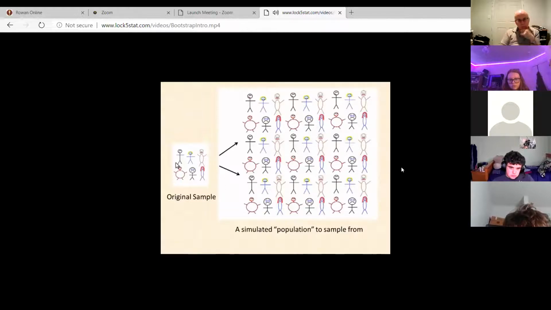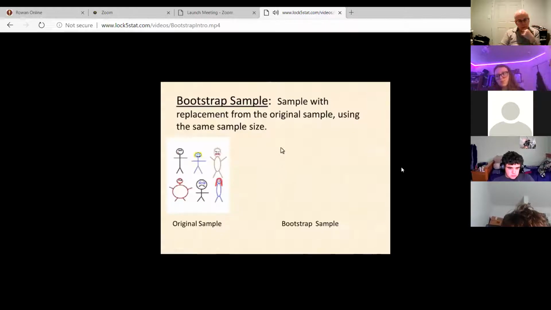So here is our original sample of 6 people. Notice that the simulated population is just these same 6 people repeated over and over and over again, infinitely often. So what does this mean in practice? We sample with replacement from the original sample, since each of these people represents many others in the possible population, using the same sample size, because we're estimating variability here, and sample size is key. So we're taking a sample of size 6 with replacement from this original sample.